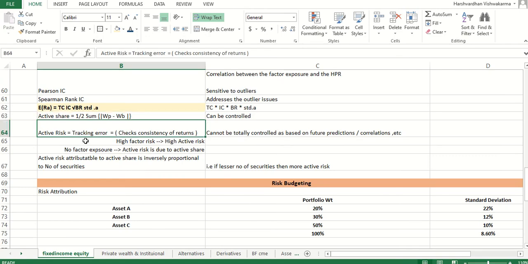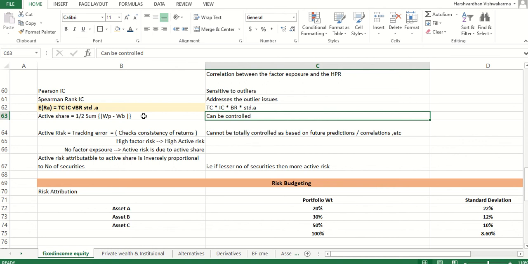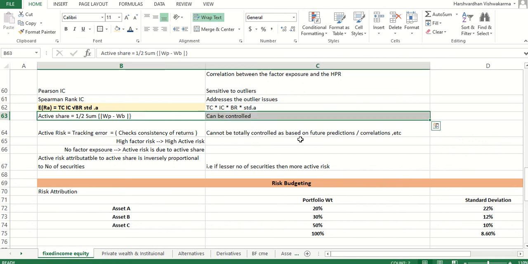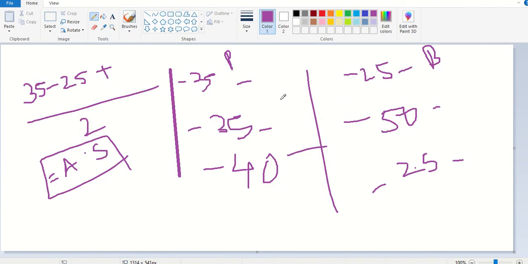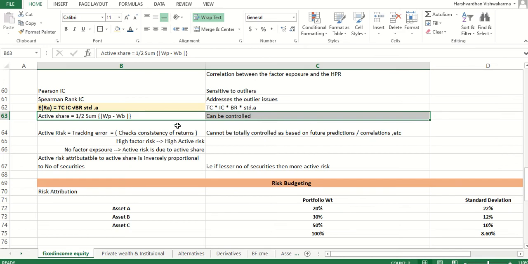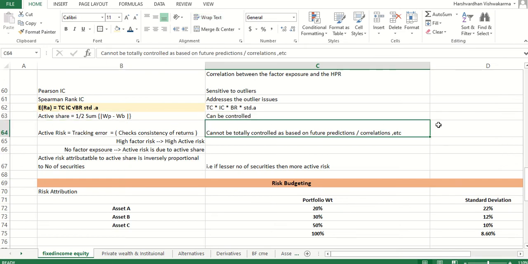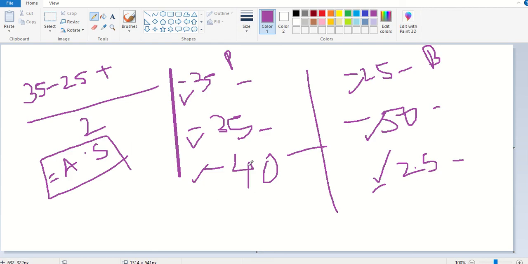Then we have the active risk, which is the tracking error. It checks the consistency of returns. Two things to remember in the question, it could be a confusing question. Active share can be controlled. Why? Because as a fund manager, I can have control as to how much allocation I want to give to my security, right? If the security is looking good, I might want to over allocate, I might want to under allocate. It's under my control. But active risk cannot be totally controlled, right? Because suppose today the active risk between the metal sector and the IT sector is, say, X, the correlation is X. Now I don't know what's going to happen in future.